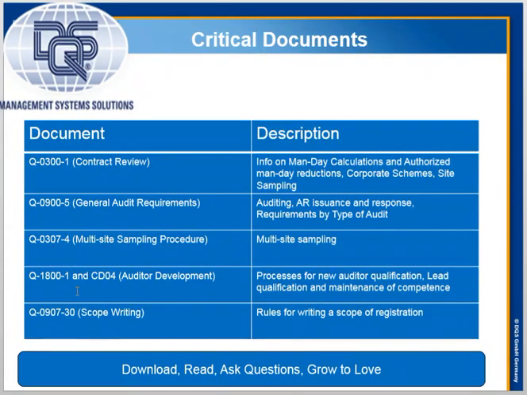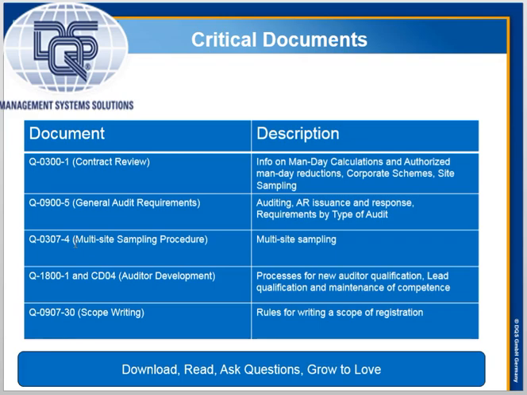The most critical documents, and these are ones you need to read while you're on the Candidate Auditor Path, are Q0300-1 Contract Review. It has all the information about man-day calculation. We're going to expose you to that in a future presentation: reductions, corporate schemes, and site sampling. I mentioned Q0900-5. This is about how we do audits, how we issue action requests or nonconformances, responses to those, and requirements by types of audits.